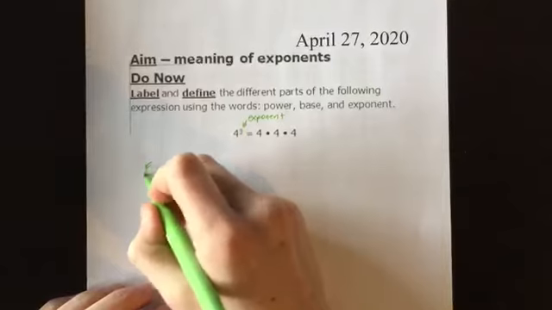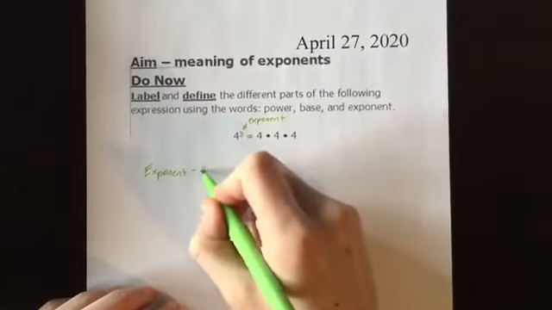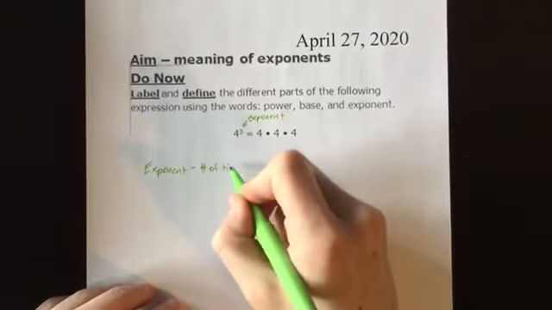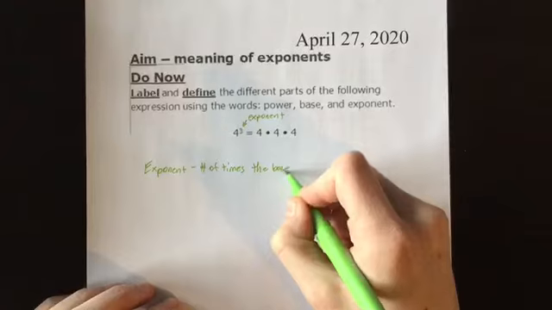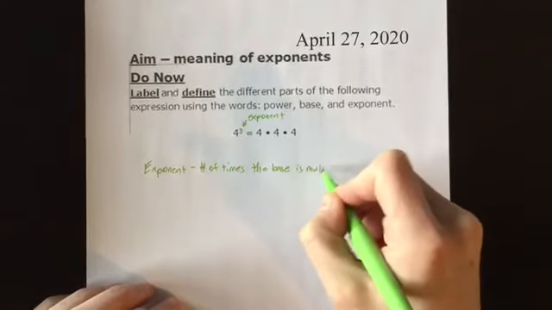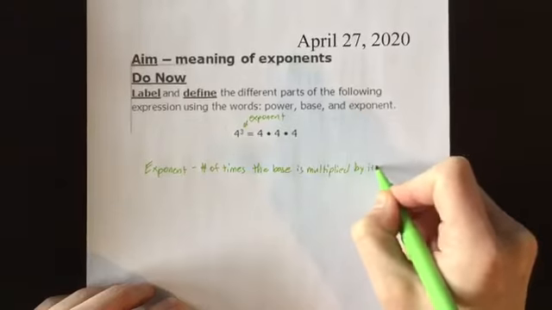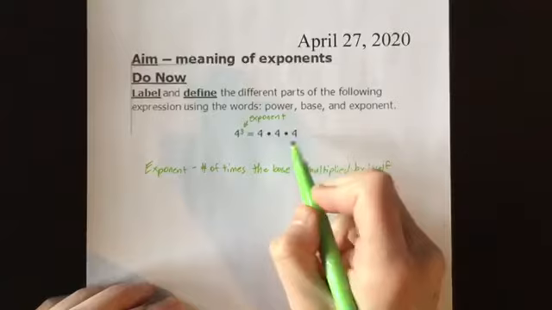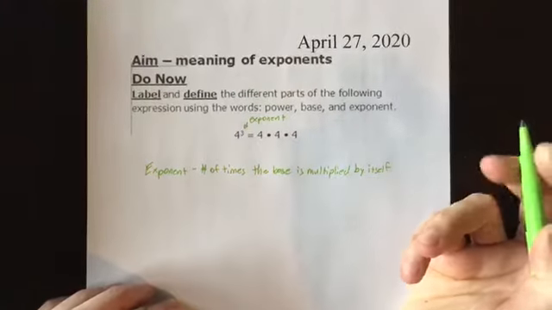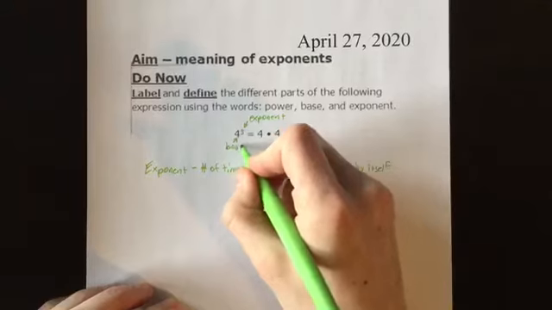and if we're going to define that, I like to define that as the number of times the base is multiplied by itself. Right, and we can see it's 4 to the third, and we see 4 times itself 3 times. Okay, then obviously 4 would be our base.